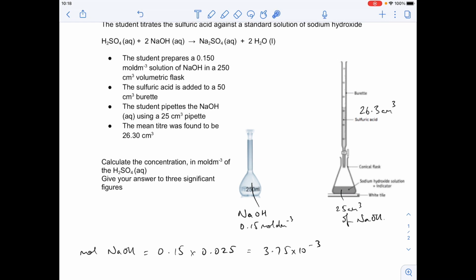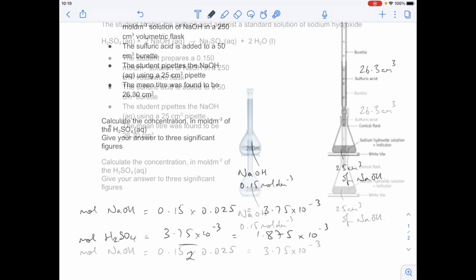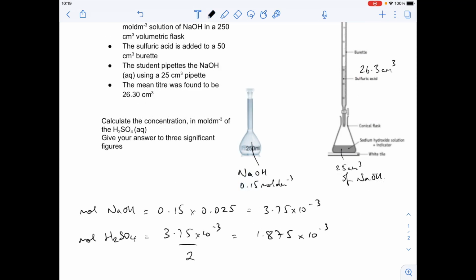Okay, so the next thing I'm going to do is use the balanced chemical equation to work out how many moles of sulfuric acid must have been present in that average titer, 26.3 cm cubed. So the ratio is 2 to 1, so we need to halve the moles of sodium hydroxide to get the moles of sulfuric acid. So that comes out at 1.875 times 10 to the minus 3.